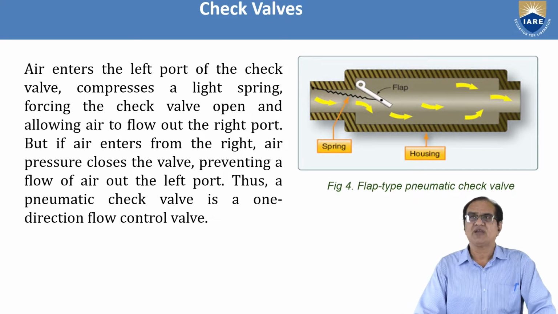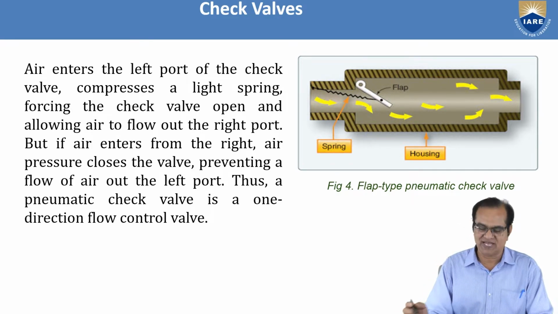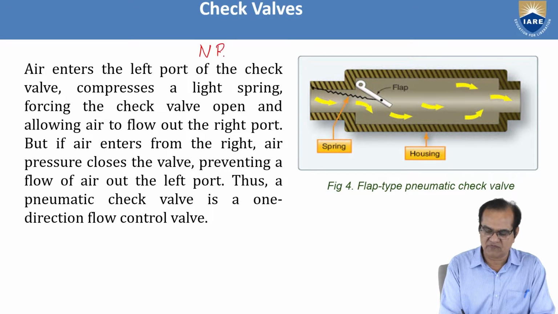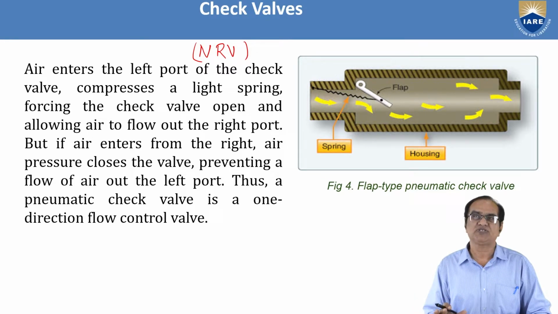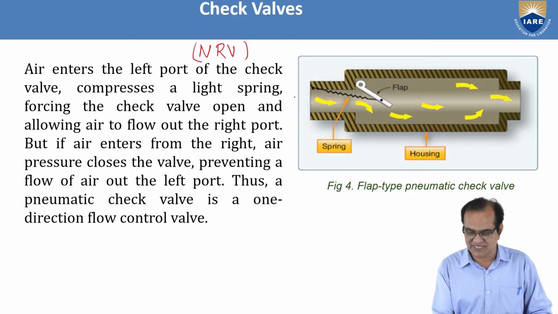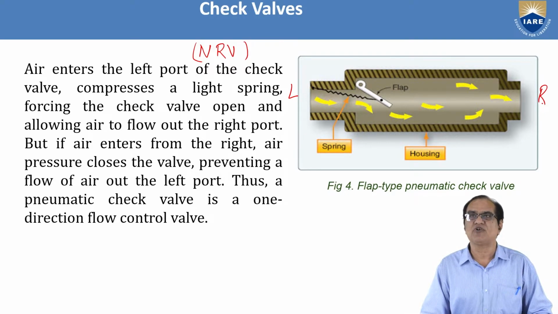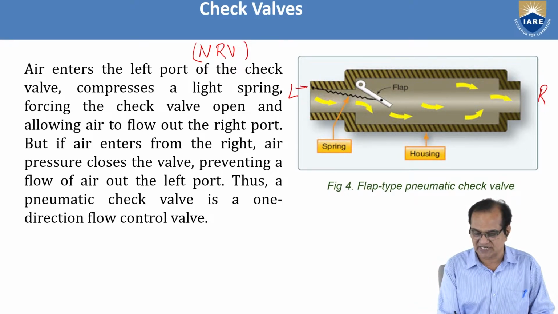Now I will talk about the check valve. Check valve is also called the non-return valve, NRV. In this, the fluid pressure will go in one direction. If it is in the opposite direction, the valve will be closed, and flow from the opposite direction will not come to the entry side. So air enters the left port of the check valve. This you can see, this is the left and this is the right. So air enters from this side.